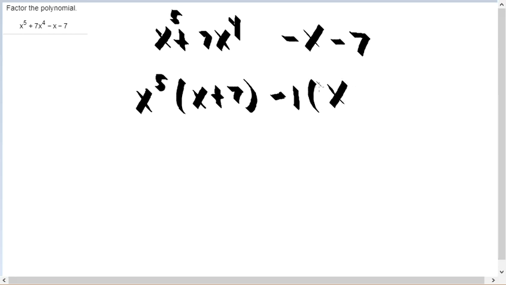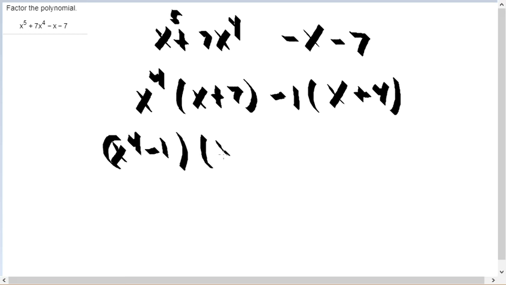Sorry, that's an x to the 4th right there. That's what I meant to say. Let me fix that real fast. Okay, so I fixed that to x to the 4th. Then what I can do is factor by grouping to have x to the 4th minus 1 times x plus 7. Now you think we might be done, but we have some more work to do with this piece right here.